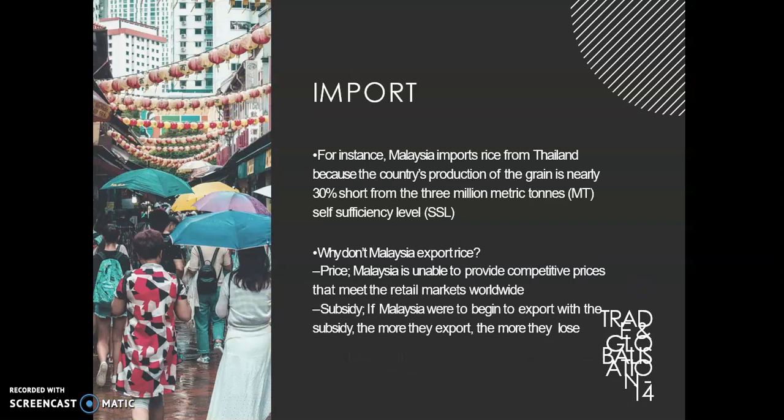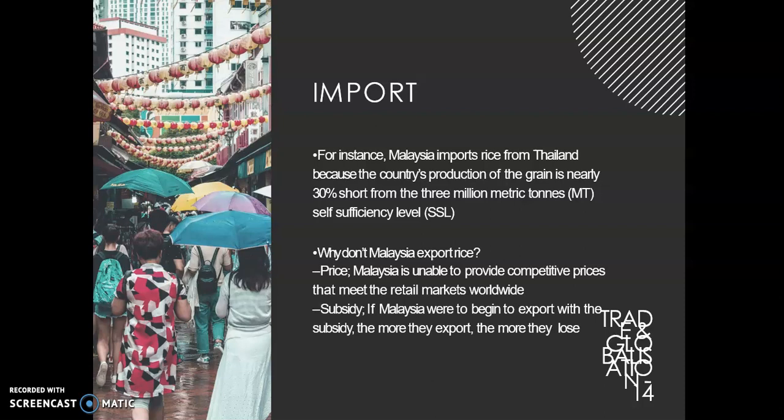Thirdly, goods and services from abroad may be similar in function and price to those available at home, but differ in quality or features. For instance, Malaysia imports rice from Thailand because the country's production of the grain is nearly 30% short of the 3 million metric tons self-sufficiency level.